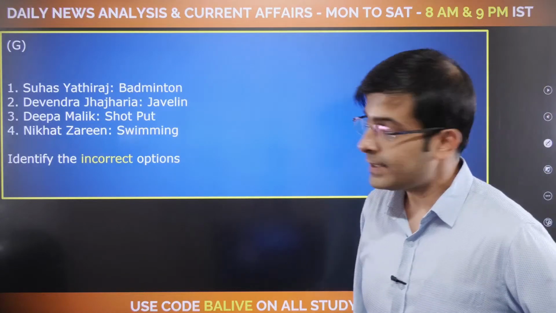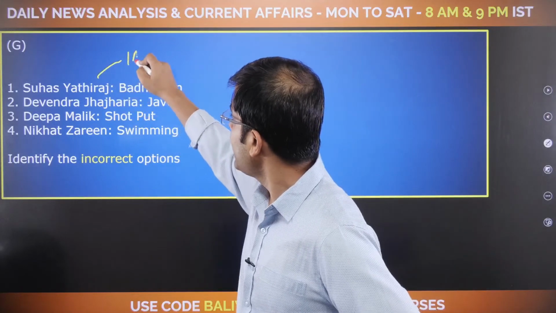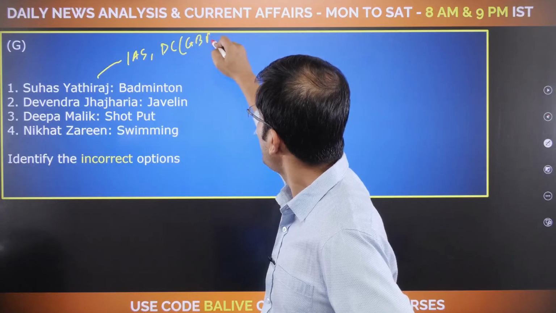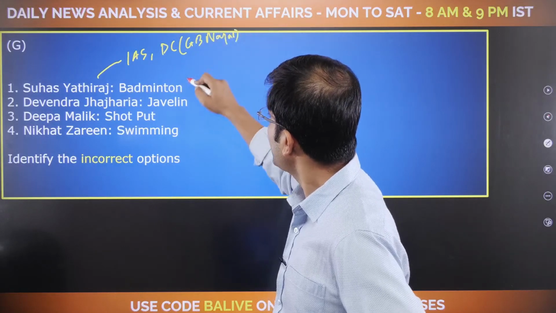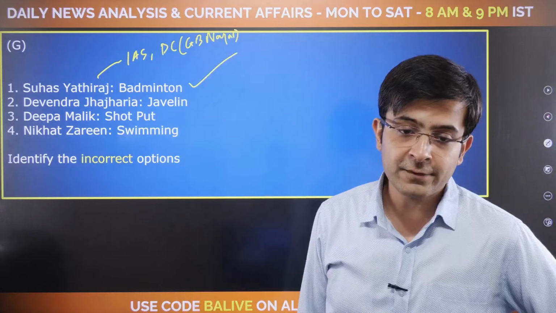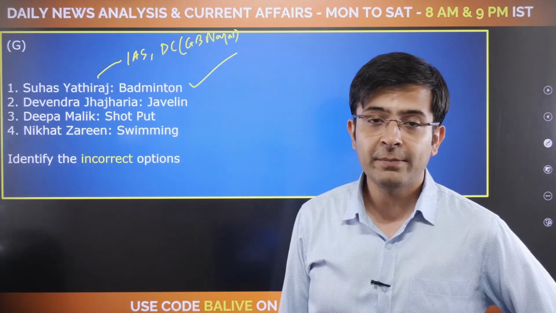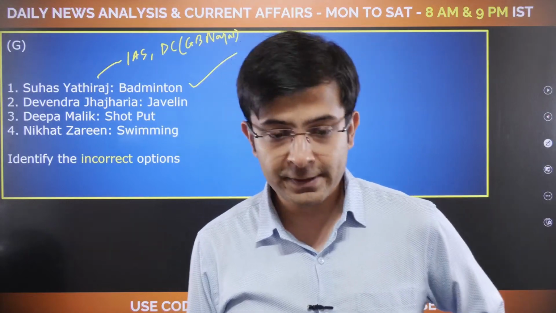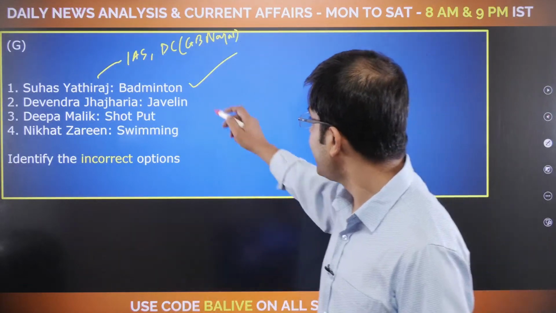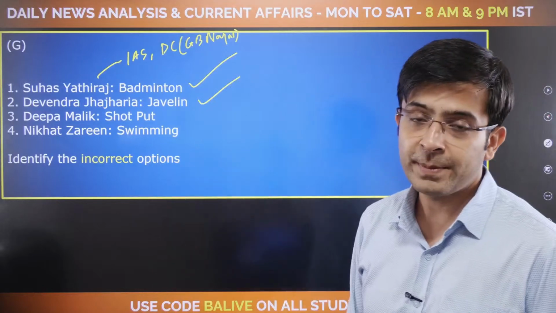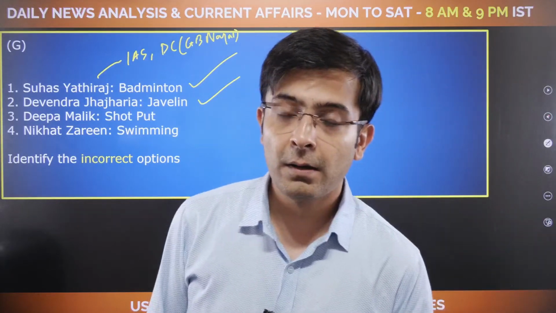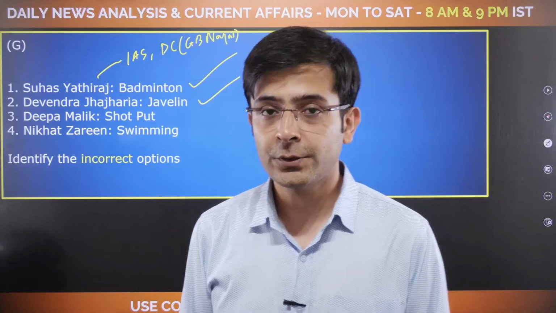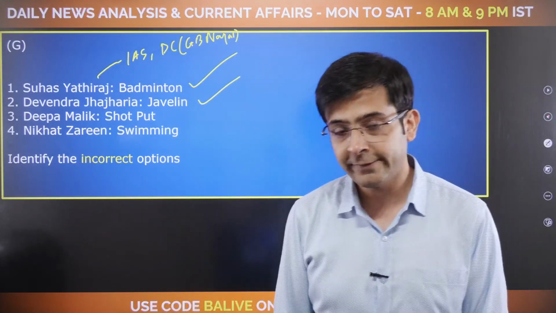This question again, Suhas Yathiraj, I had told you, IAS, ex-DC Gautam Buddha Nagar. I'm not aware of his present posting. Okay. He plays badminton. In fact, he's one of the top 5 ranked, I believe, para badminton players in India. Okay. Similarly, Devendra Jhajaria, well-known name. He has been given several awards, right from, say, the Khel, I don't think the Khel Ratna, but the Arjuna Award has been given to him. He's also received Padma Award.